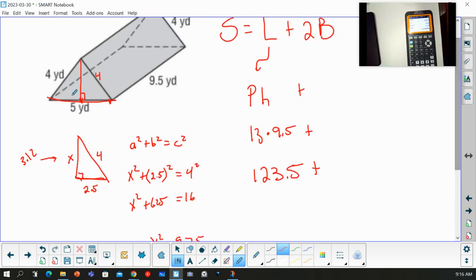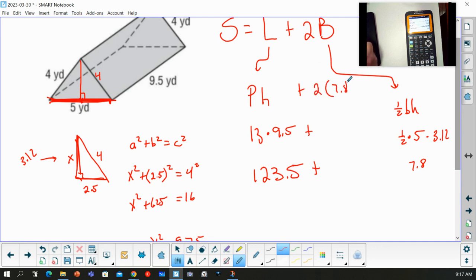So the area of the base, since the base is a triangle, is, let's do this over here, area of the base. Area of a triangle is 1/2 times the base of the triangle times the height of the triangle. So 1/2 times the base, which is 5, right? The height, which we just found right here, is 3.12. So let's do 1/2 times 5 times 3.12, and I get 7.8. So that's the area of the base. So 2 times 7.8 is 15.6.